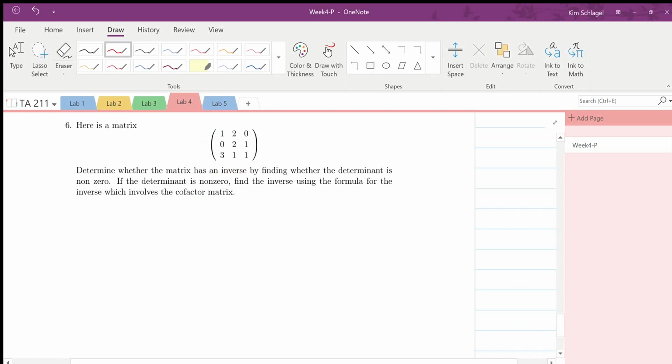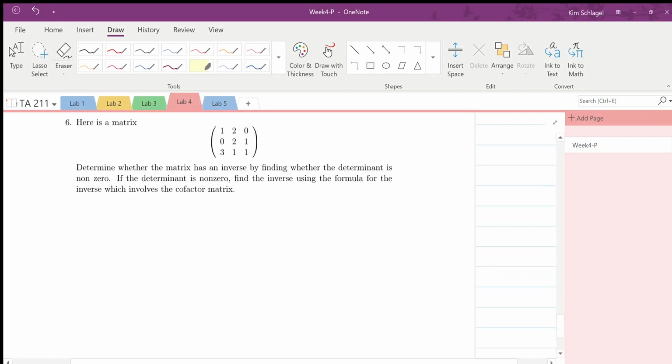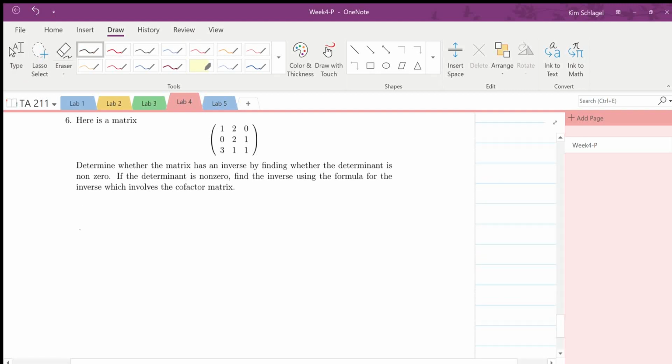Okay, so first of all, we have to determine whether the matrix has an inverse by figuring out whether the determinant is non-zero. So a rule of thumb is if the determinant of a matrix is non-zero, so if it does not equal 0, then the matrix has an inverse. And if it does have a determinant equaling 0, then it doesn't have an inverse. Okay, so that's the first thing that we're asked to find here. So we will do that right now.